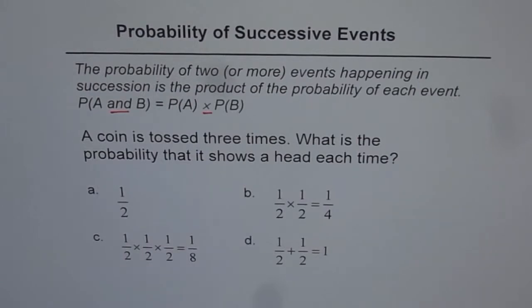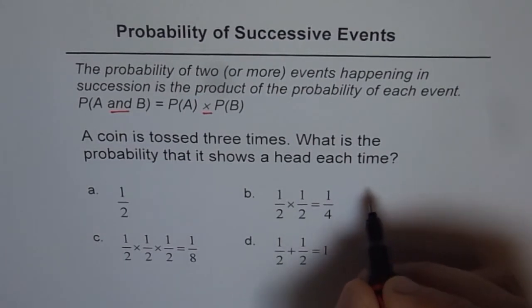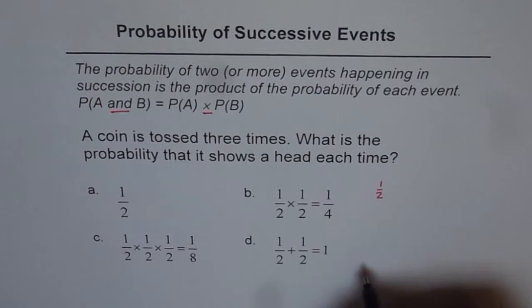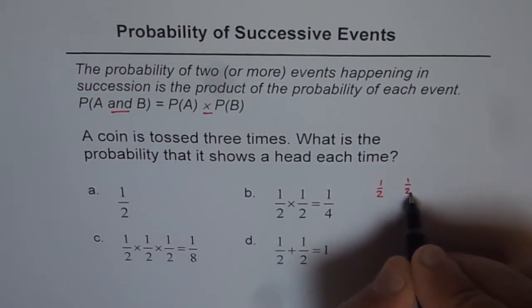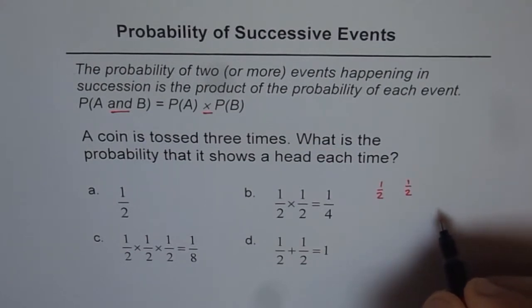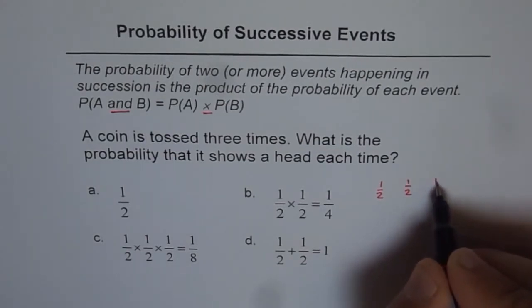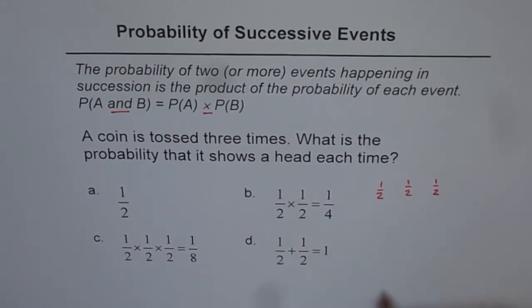Now the question here is, a coin is tossed 3 times. What is the probability that it shows a head each time? If you toss a coin once, the probability of getting head is 1/2. Now if you toss the coin again, the probability of getting head is 1/2. Third time also, it has only 2 sides, tails or head. So the probability is 1/2.